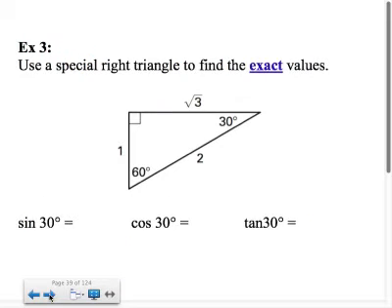Okay. Example 3, use special right triangles to find the exact values. In other words, leave the radical in there. I'm going to let you guys plug through that. You should be able to do that now. It's very similar to what we just did. Set them up, rationalize if needed.